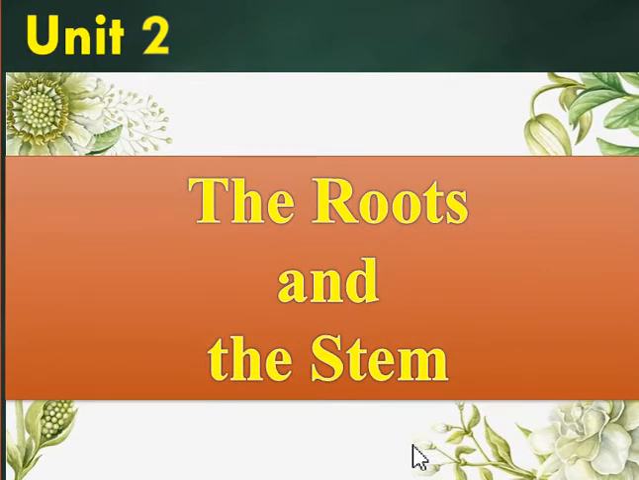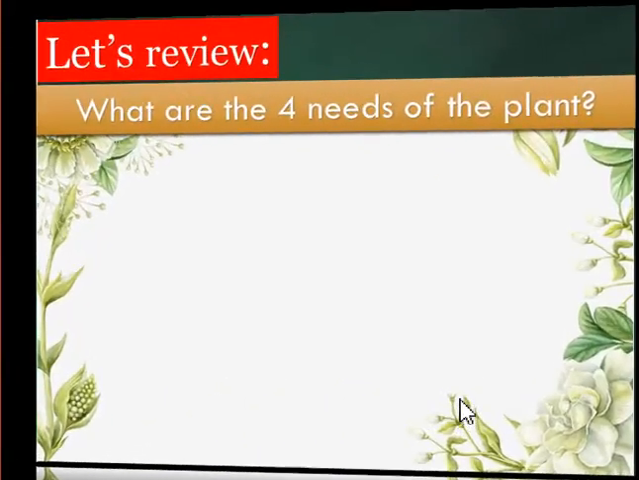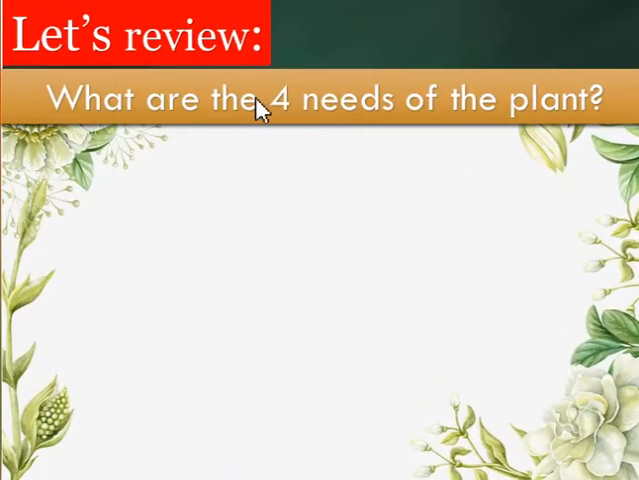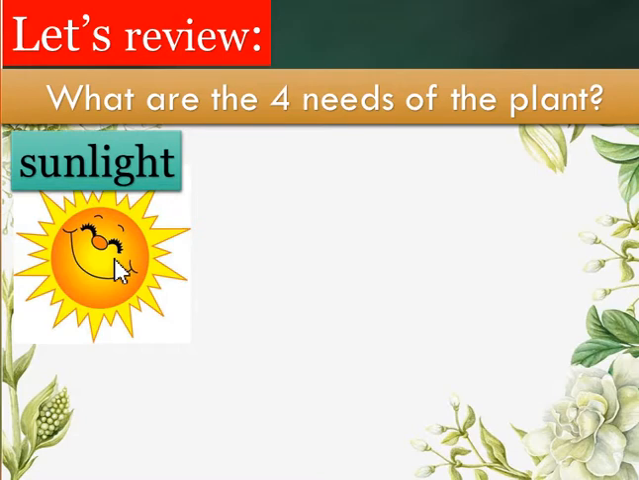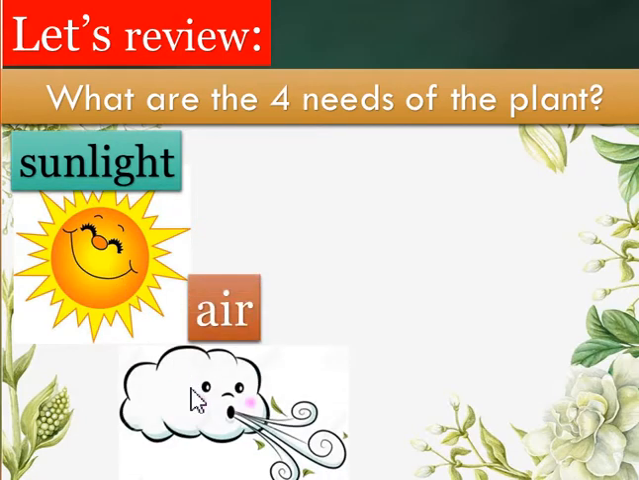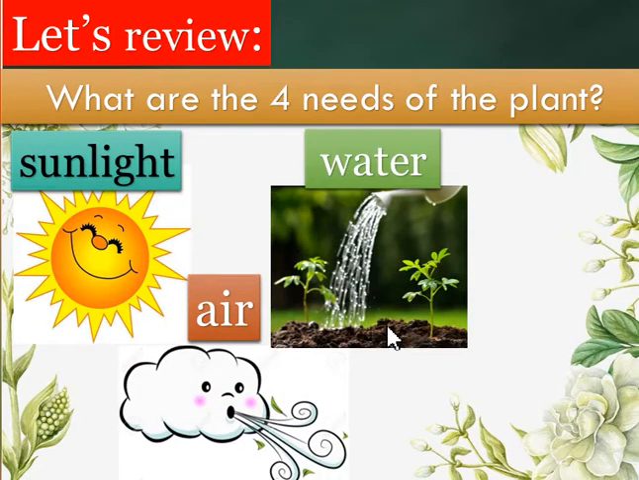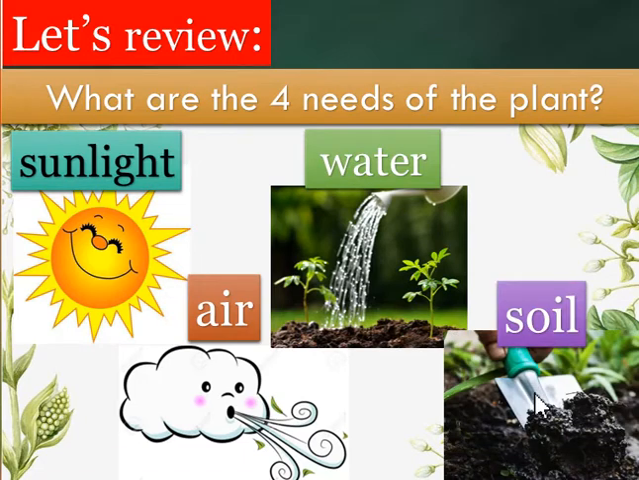Before we start our lesson about the roots and the stem, let's review our last topic about plants. What are the four needs of the plants? First, sunlight, air, water, soil. Again, the four needs of the plant: we have sunlight.